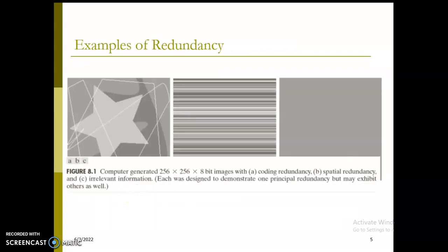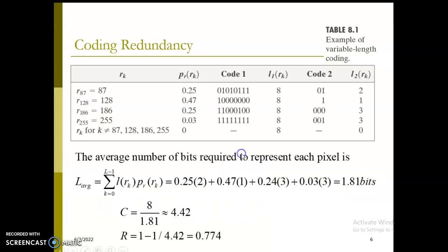Examples of redundancy: computer generated 256 cross 256 cross 8 bit images with A, coding redundancy, B, spatial redundancy, C, irrelevant information. Each was designed to demonstrate one principal redundancy but may exhibit others as well.